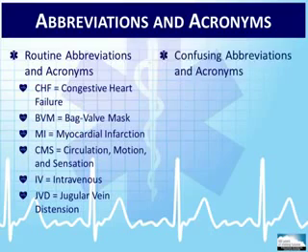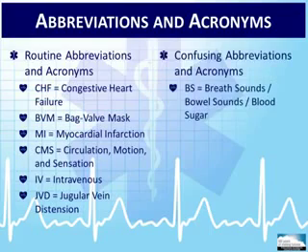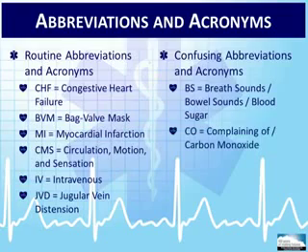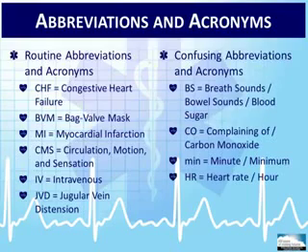There are also numerous acronyms and abbreviations that can mean multiple things. For instance, BS can be breath sounds, bowel sounds, or blood sugar. CO routinely means complaining of, but can also be carbon monoxide. Min can refer to minutes as a measure of time, or can also mean minimum. HR is heart rate or hour. W/O can be wide open or without.